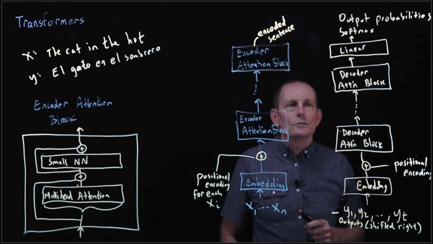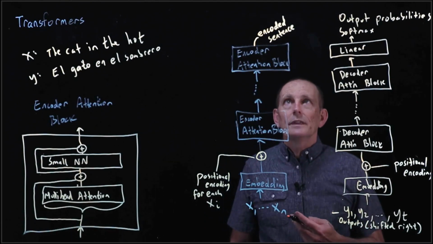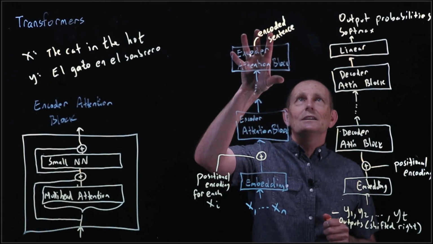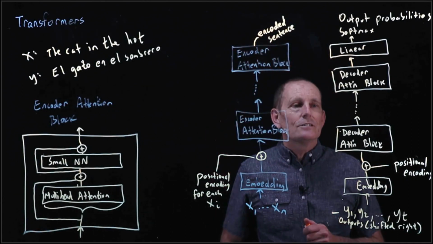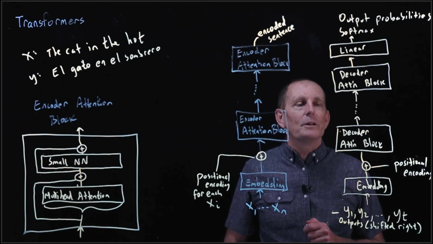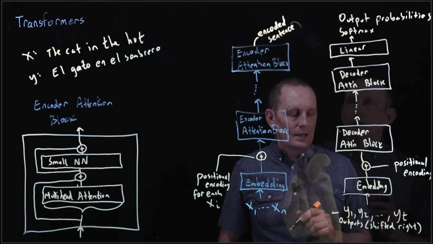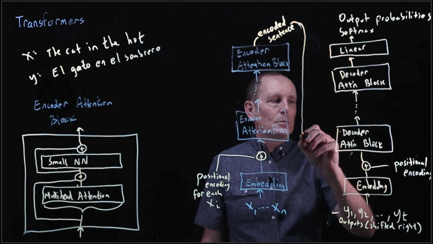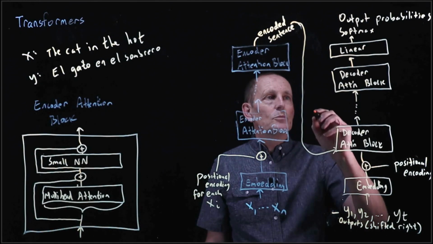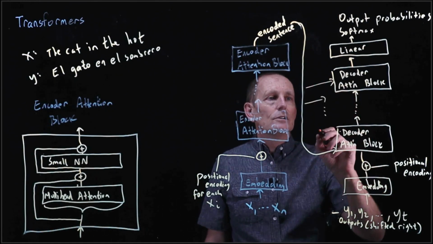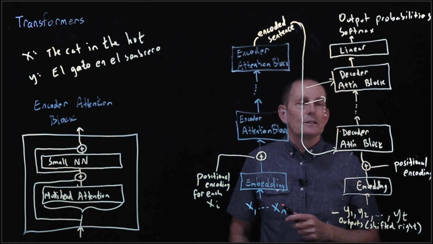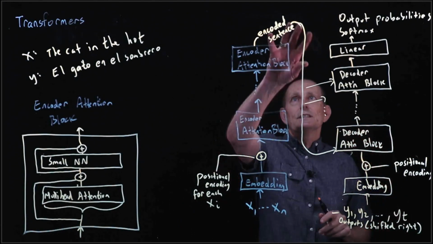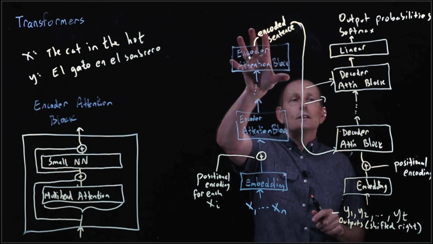Okay, so there are a couple things to note here. One thing to note is currently we don't have any connection between the encoded sentence and the output sentence. So we will deal with that in a moment when we look at what a decoder attention block is. The output of the encoder, the topmost encoder attention block, is actually going to be fed in as input to each of the decoder attention blocks so that the decoder can attend to the entirety of the encoding here.